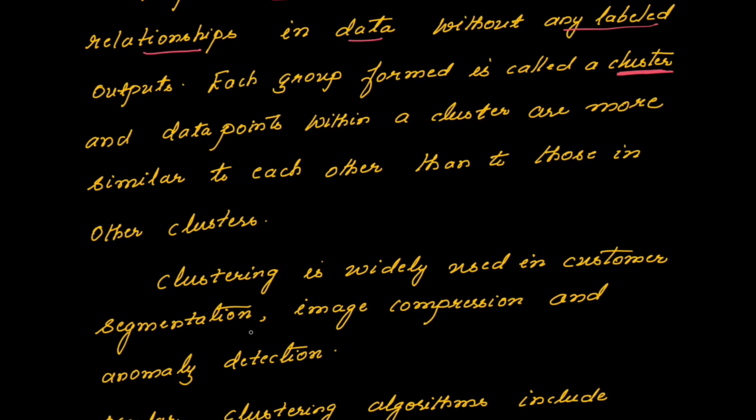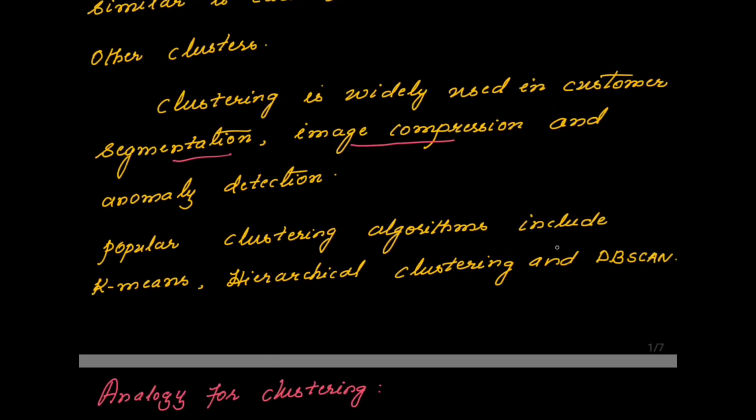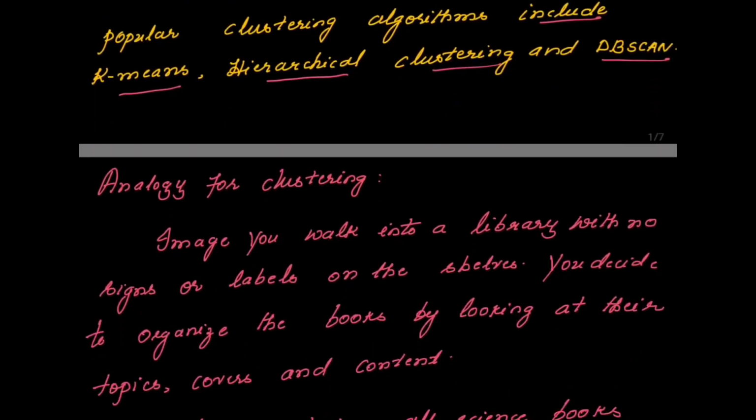Clustering is widely used in customer segmentation, image compression, and anomaly detection. I'll be telling you a few more applications of clustering later. Popular clustering algorithms include the k-means algorithm, hierarchical clustering, and DBSCAN clustering. So we'll see these, k-means and hierarchical clustering, one by one in later sessions.